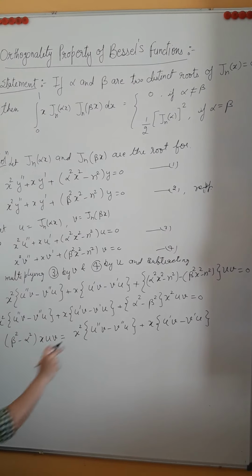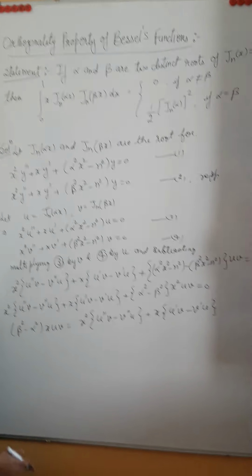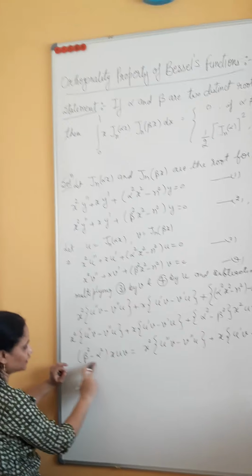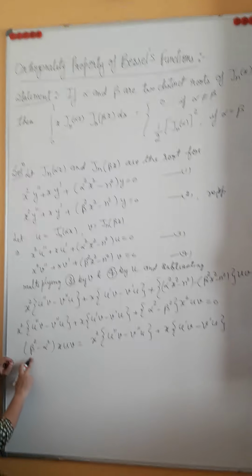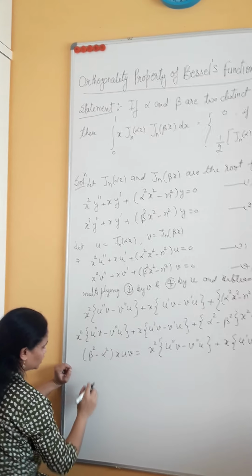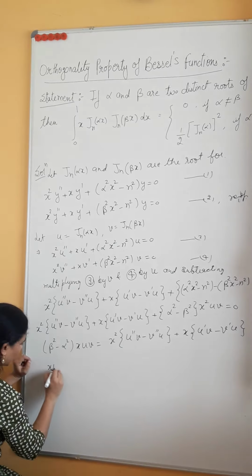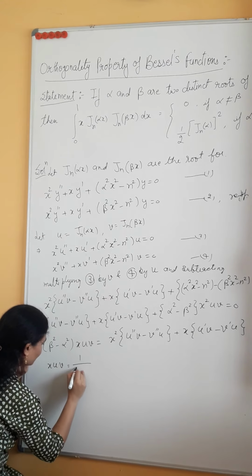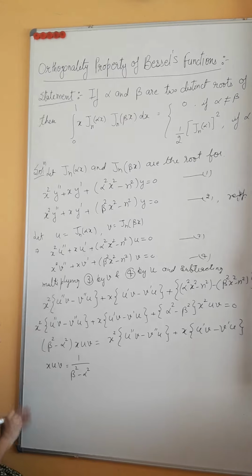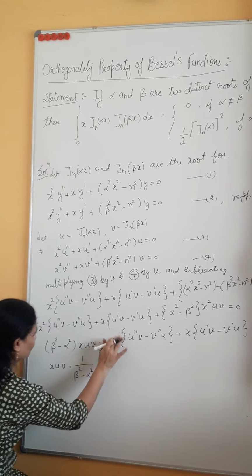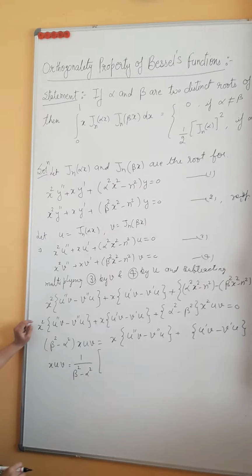What I have done is taken this on the right hand side, which means the sign changes. So I have changed the positions of alpha square and beta square, and it has become beta square minus alpha square. x is common throughout, so I can write x u v is equal to 1 by beta square minus alpha square. That is what I have got. Oh, x I have already cancelled here, so x should not be there since one x is already cancelled throughout.